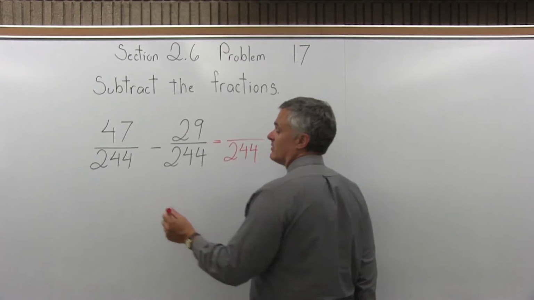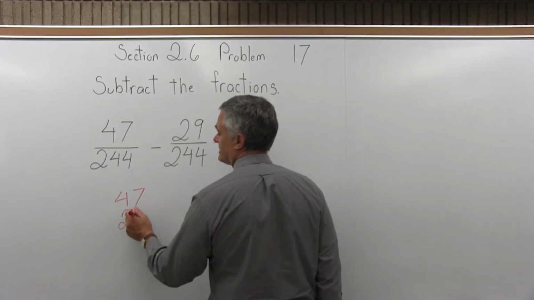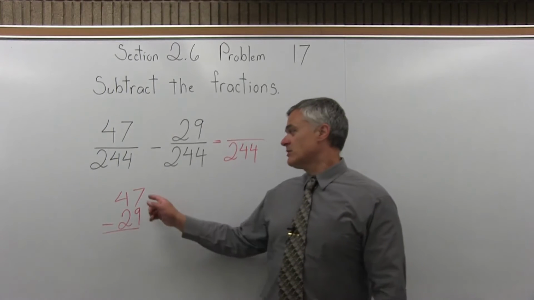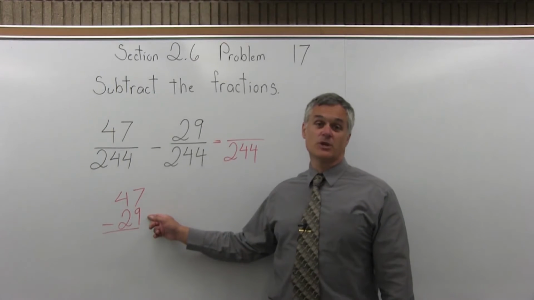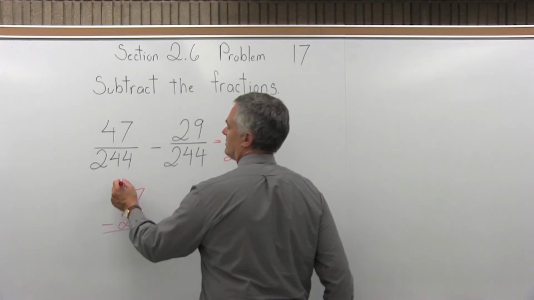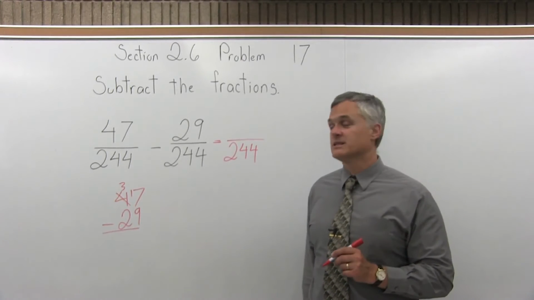Now you might be able to see that without writing it out, but if you can't, just take a second and write out the whole problem. 47 minus 29 and do the math. So if you start with 7 minus 9, the 9 is too big to subtract away from the 7, so we'll borrow. We will eliminate the 4, cancel it down to a 3, and then put a 1 in front of that 7, making it a 17.